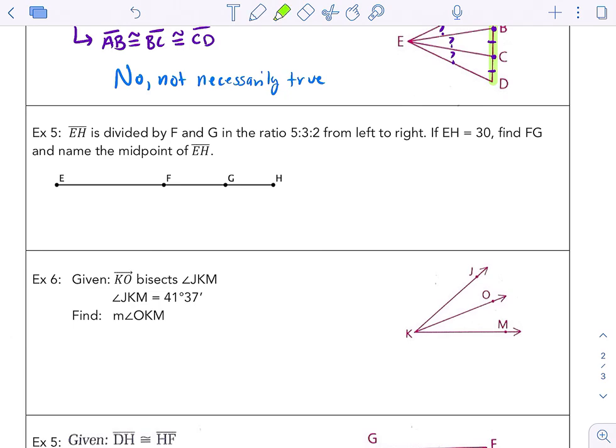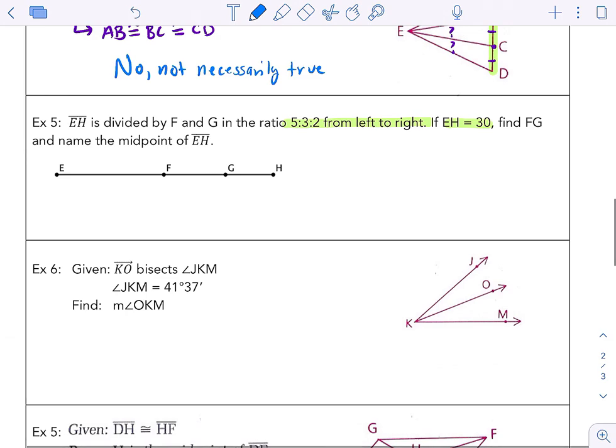So we'll work this in just a second. It also says if EH is equal to 30, find FG, so that's find the length of FG because there's no bar on top of it, and name the midpoint of EH. So let's go ahead and mark our important information in this diagram. One thing that should be easy to mark is EH is 30 units long. So I know this whole segment is 30 units long.